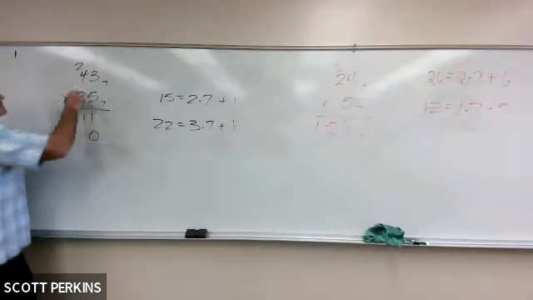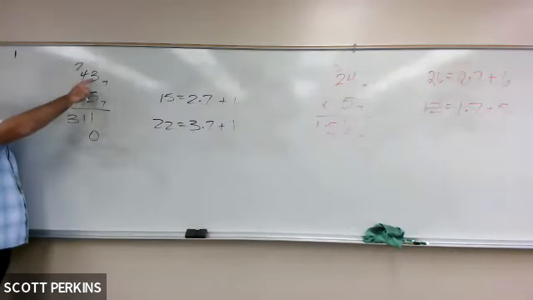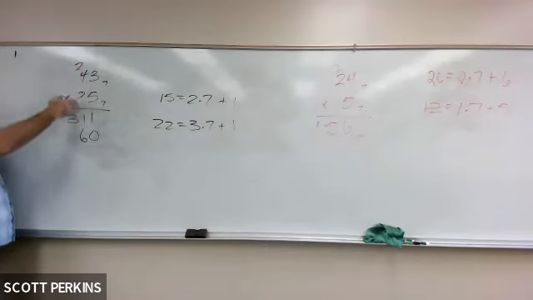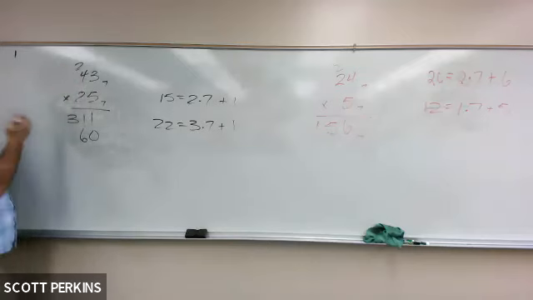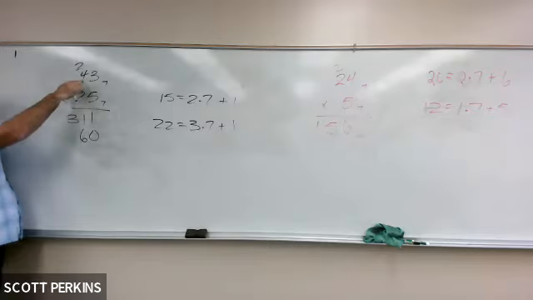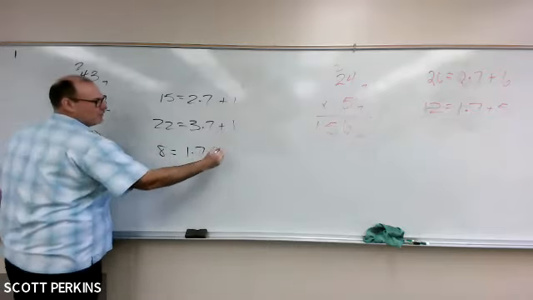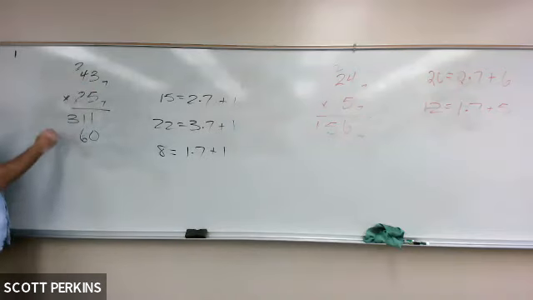So now 2 times 3 is 6. 6 is not a full group of 7, so I'm just going to write a 6 right here. So again, notice all of my numbers should line up. This is all my units. This is all my 7s. This is all my 7 squared. So continuing, 2 times 4 is 8. So 8 is 1 full group of 7 plus 1 left over. So 1, 1.